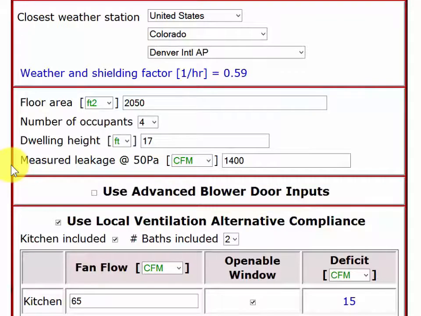The last input in this section is the measured leakage at 50 pascals. I have entered 1400 CFM at 50 pascals, or CFM 50. This is a measurement you get from a blower door for the whole house. This is an important value. It is needed for the infiltration credit, just as the building height is needed for the infiltration credit.